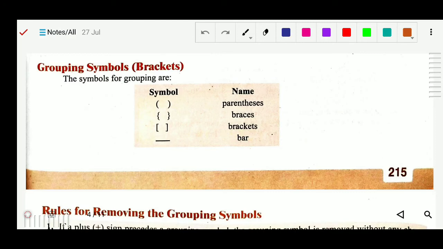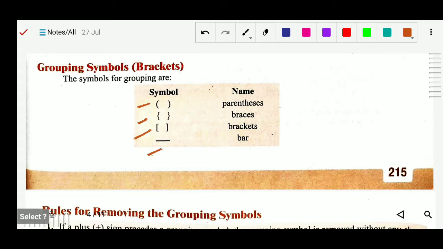Good morning, students. Today we will solve exercise 14D, page number 216. Before solving this exercise, we should know that grouping symbol means brackets. There are different kinds of brackets. We also call them small bracket, curly bracket, large bracket, and this is the bar sign.